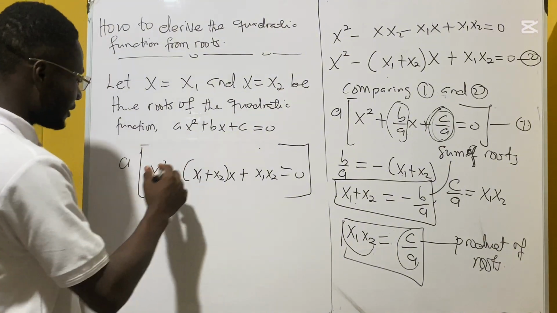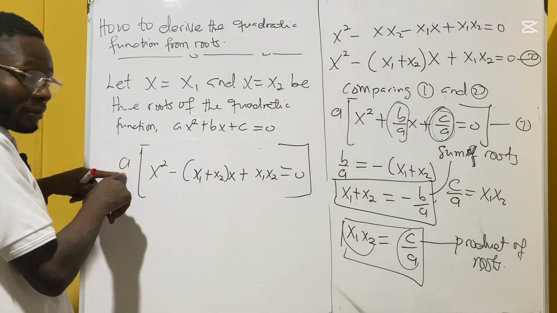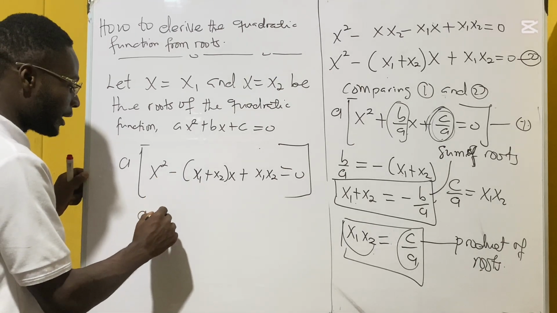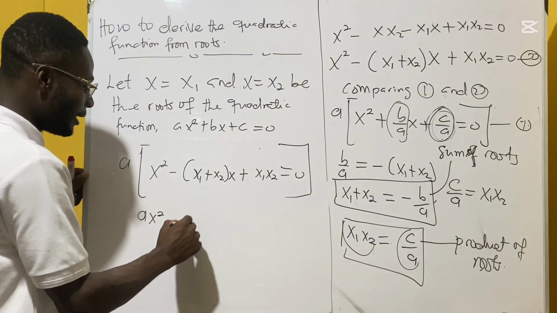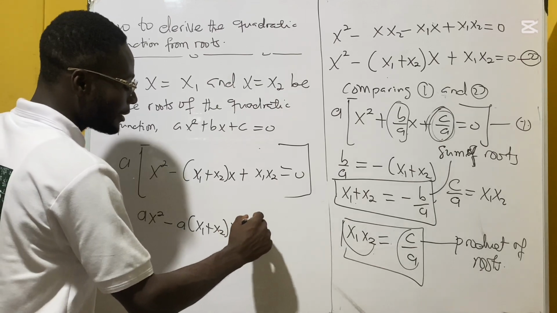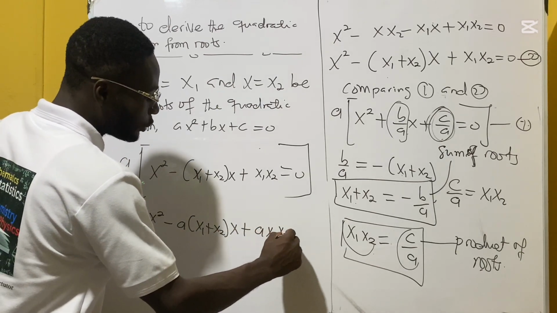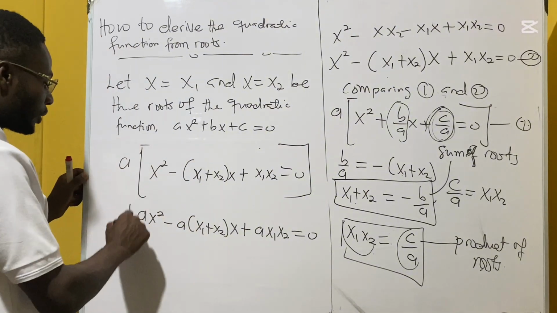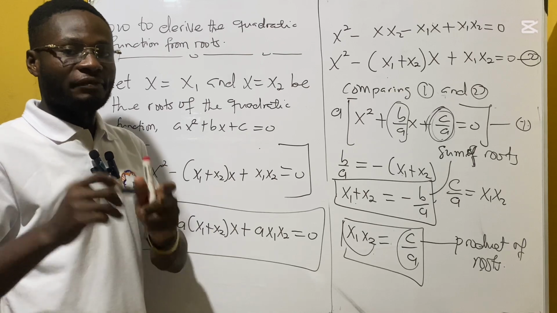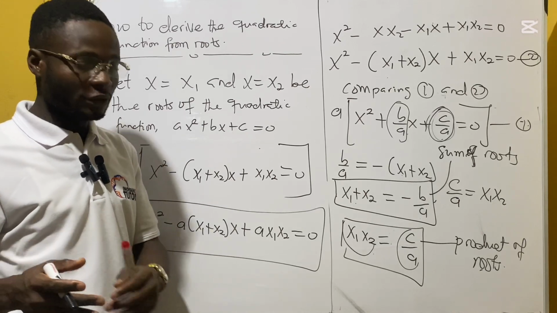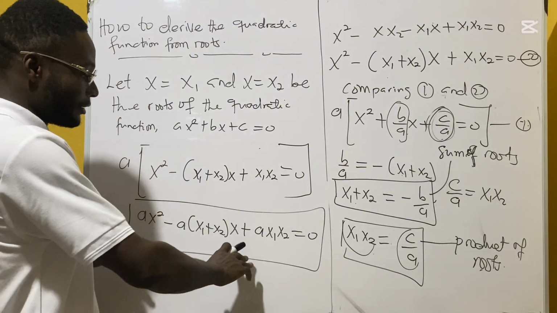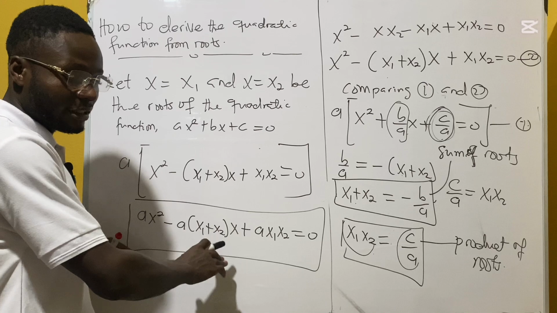Okay, so this is what we have now. When we expand or spread the a again, we are going to have a x squared minus a(x1 plus x2)x plus a x1 x2, and that is equal to 0. So this is how you find the equation of the quadratic function given the roots. The quadratic function is given as this.